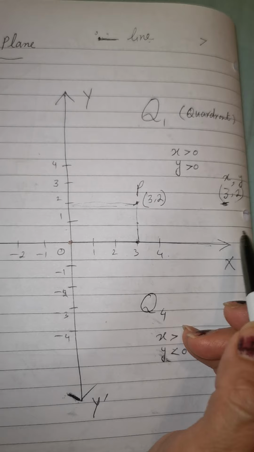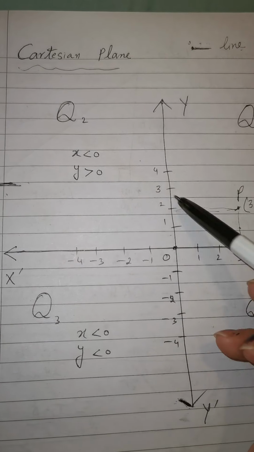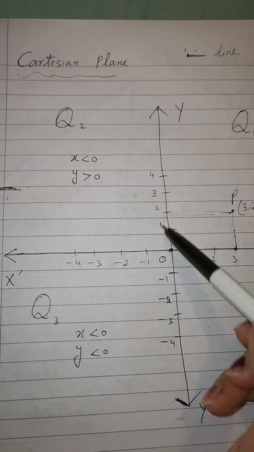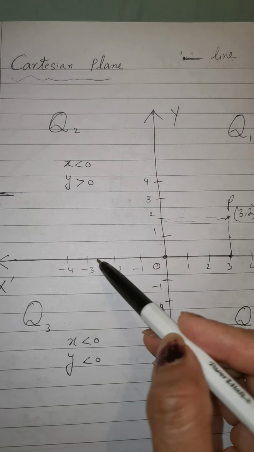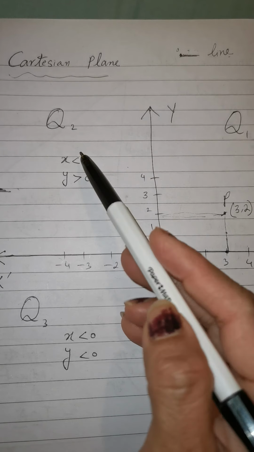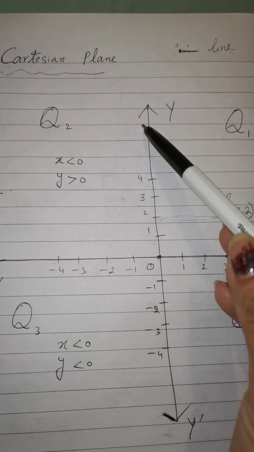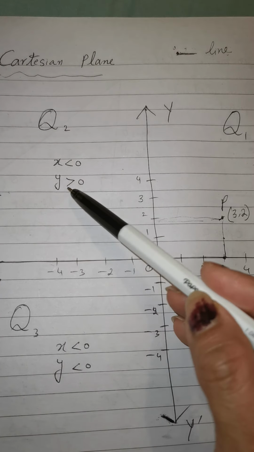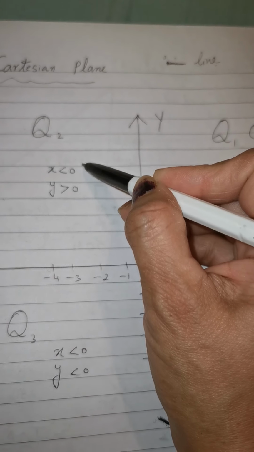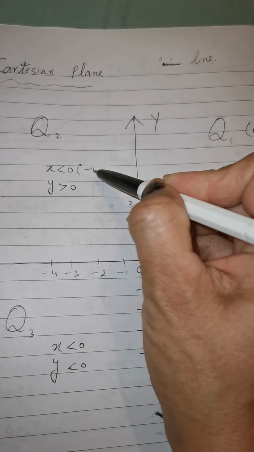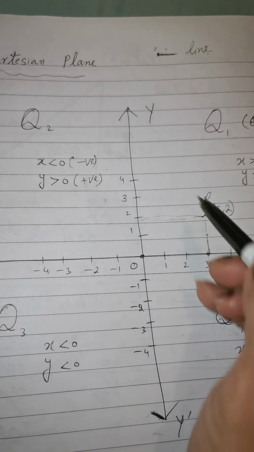Right? Now we can go to the second quadrant. What will be in the second quadrant? This is the second quadrant. This is the part, right? In this part you will check that the value of x is negative. So I write here x is less than 0, and the value of y is positive. So I write here y is greater than 0, or y is a positive number. x is negative here and y is positive here.